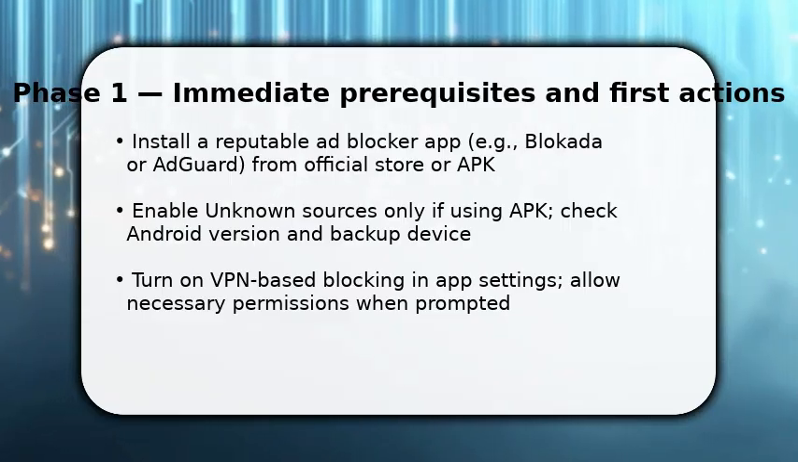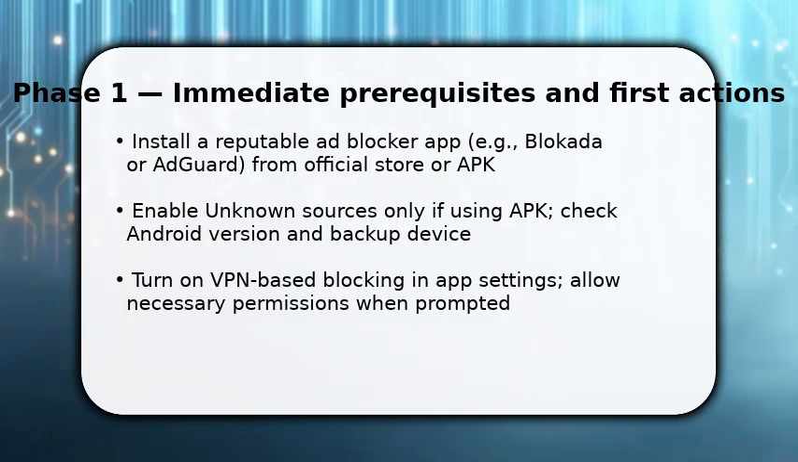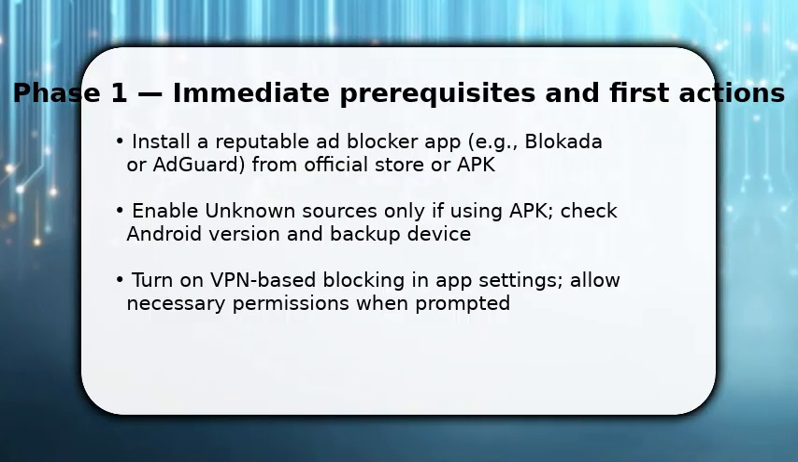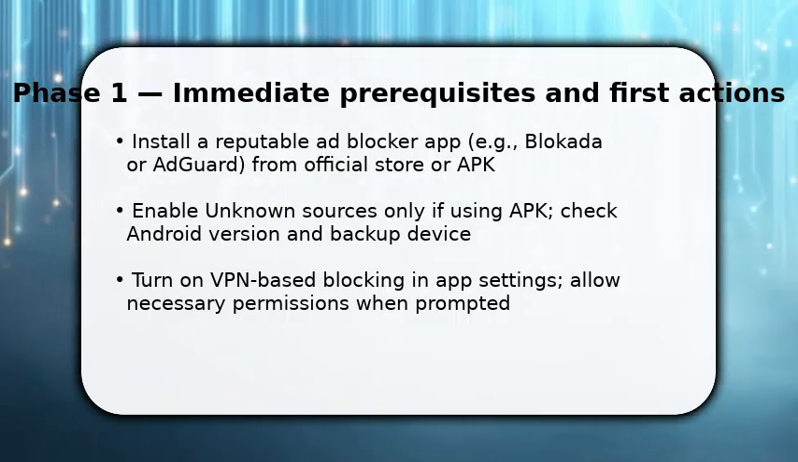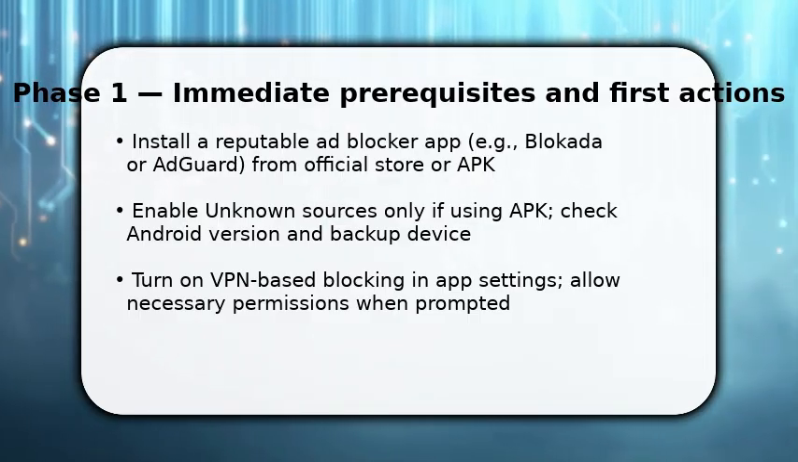You begin by preparing the device. Install a VPN-based ad blocker app, such as Blockada or AdGuard, and allow the permissions it requests. Once installed, open the app and enable its VPN or local proxy service so traffic can be filtered.